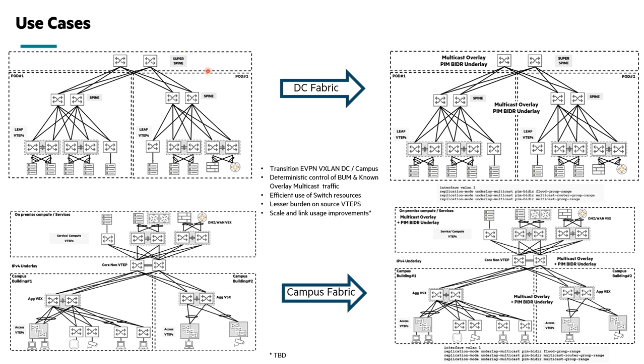In terms of use case, this means we can transition our EVPN VXLAN, either a DC or a campus, into underlay replication mode. It provides us some more deterministic control of BUM and known overlay multicast traffic now. So it's a more efficient use of switch resources and overall a lesser burden on source VTEPs. We increase the scale and the link usage has improvements.